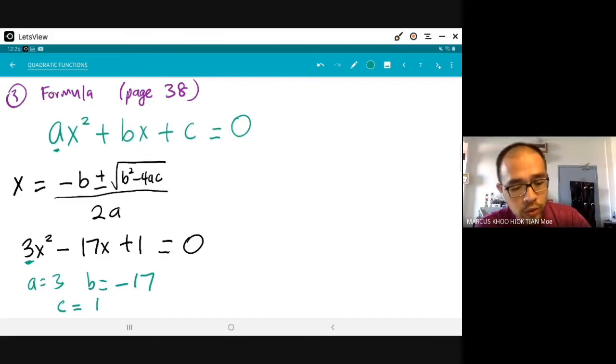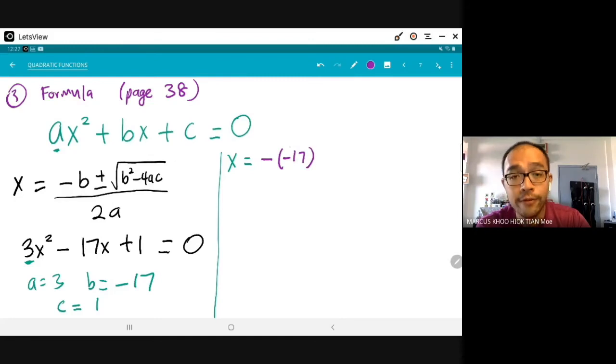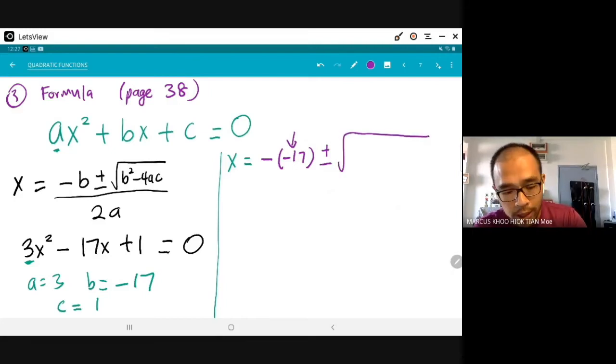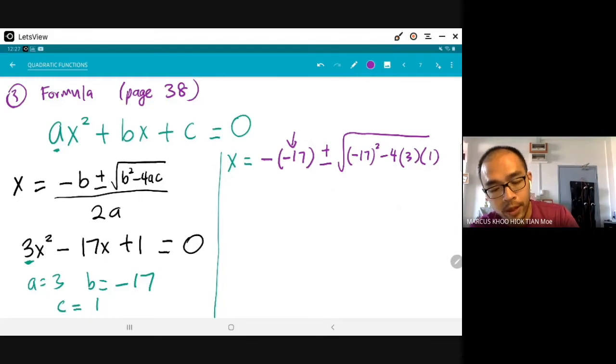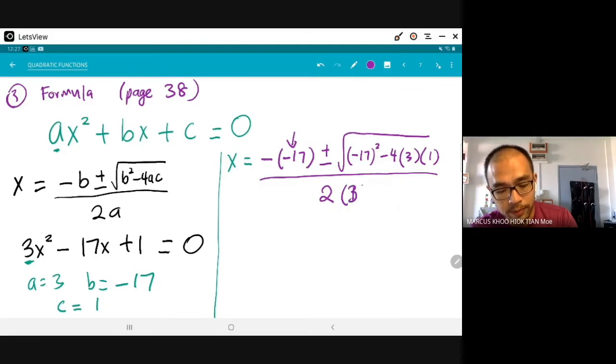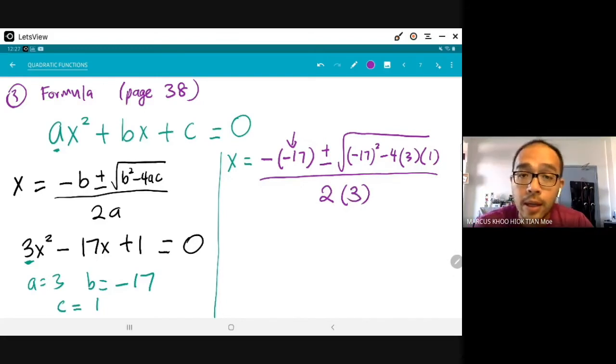Dia punya nombor negatif ini yang saya khawatir. Now once you know the a, b, and c, we can put it into this formula. So x equals negative b. Now, memandangkan b adalah negative 17, you will have to write the negative twice. Negative b, ini adalah b, plus minus, b squared. So it's negative 17 squared minus 4 times a, which is 3, times c, which is 1, over 2 times 3, sorry. Because a adalah 3. Ya, a adalah 3.